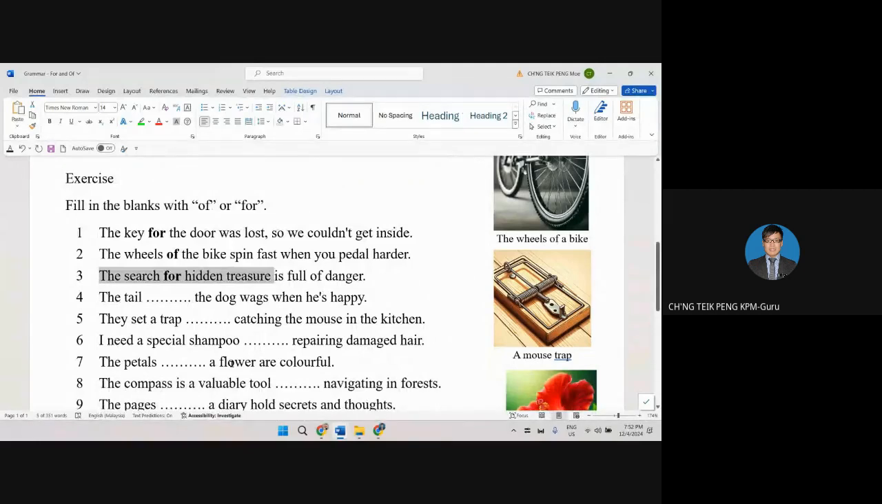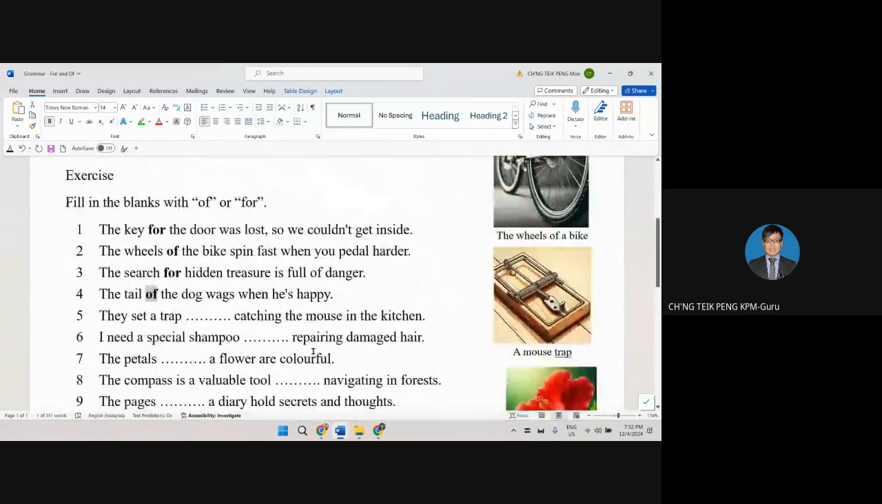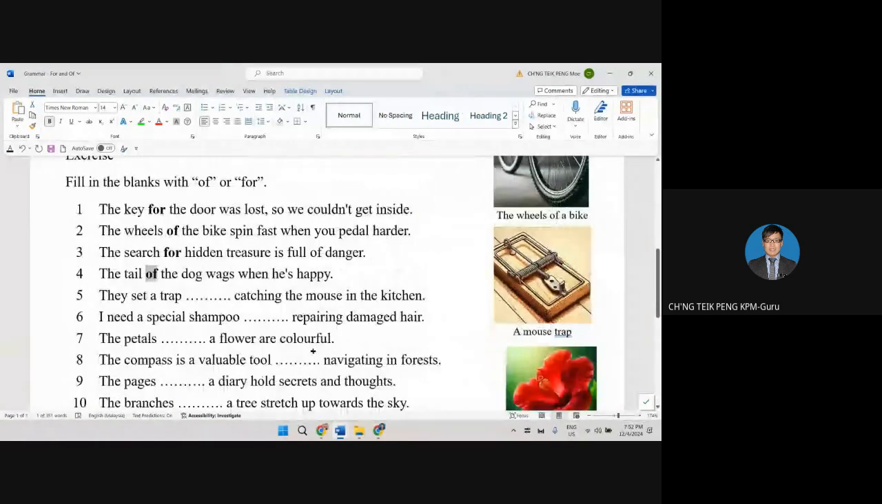And now number four, Mingyue. The tail of the dog wags when he's happy. Yes, the tail of the dog wags when he's happy. All right, because the tail is part of the dog. 那个狗的尾巴是狗的一部分，对不对？所以就用 of. Very good.